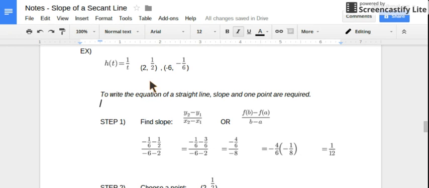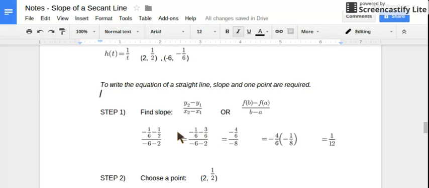On the bottom, we're doing x2 minus x1, so -6 minus 2. And just evaluate it. Doing fraction math, you need common denominators. So -1/2 becomes -3/6. -1/6 minus 3/6 is -4/6. On the bottom, -6 minus 2 is -8.